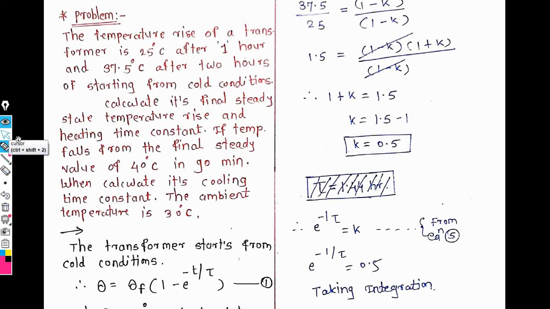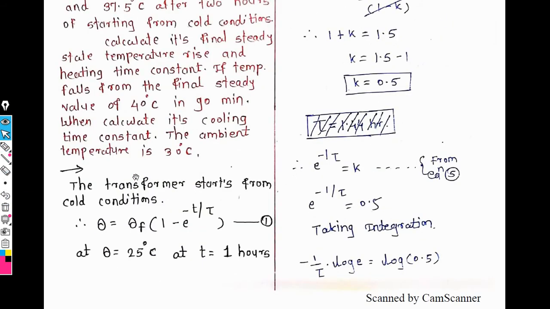Okay, now the first condition is that the temperature of the transformer starts from cold condition. Then the formula of the temperature is theta equals theta f into bracket 1 minus e raised to minus t upon tau, because we have to consider the specific condition of the temperature rise with respect to time in a transformer from cold condition.